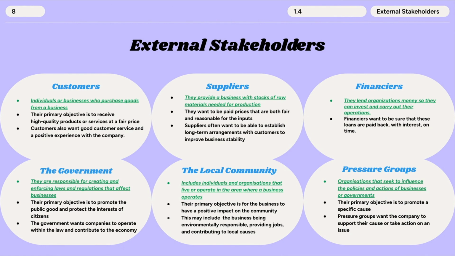Firstly, we have the customers. So the customers are the individuals or businesses who purchase goods from a business. A reminder that businesses can also be customers. For example, if there's a B2B relationship between businesses. For example, if a business purchases their inputs from another business, this is a B2B relationship. So just a reminder that businesses can also be classified as customers as well. So these are the individuals or businesses who purchase goods from a business.